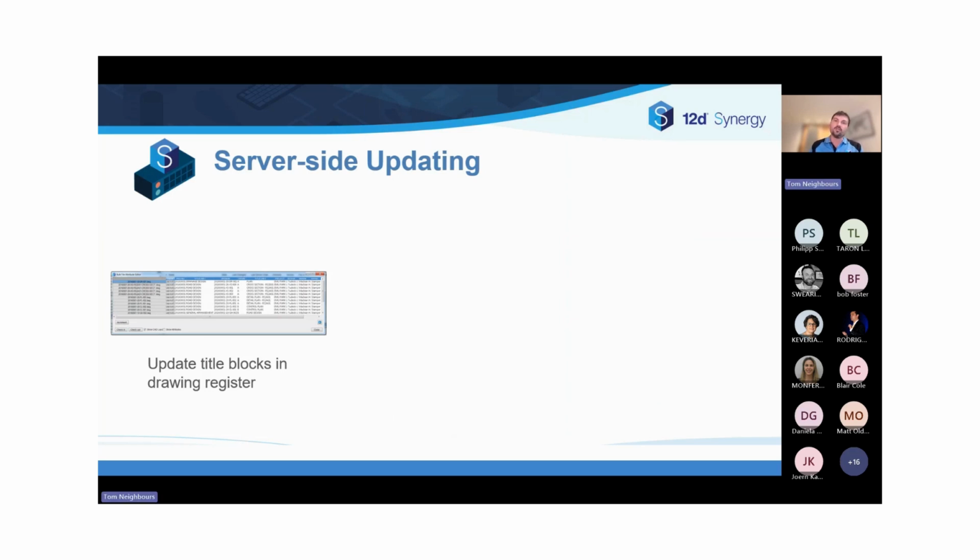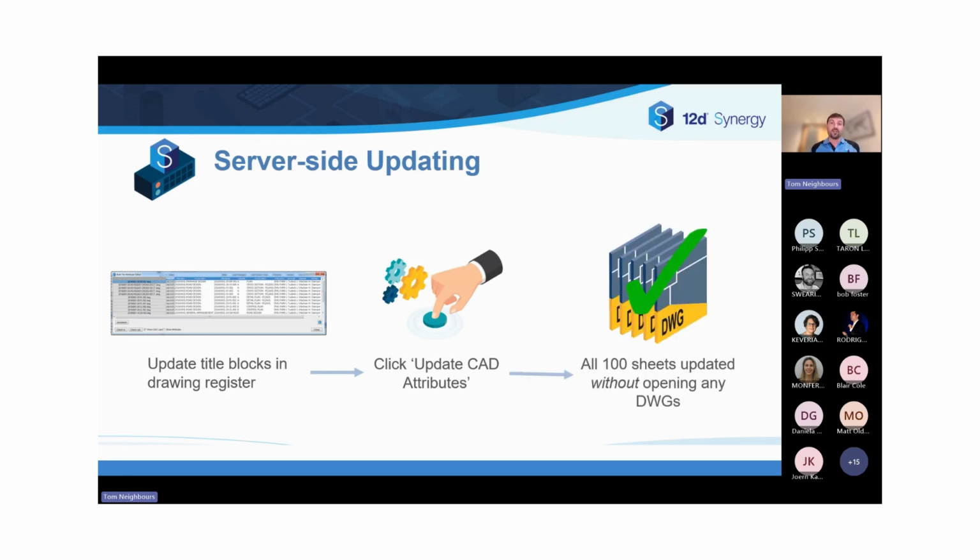So another one of my favorite functions is the ability to actually update title blocks using the bulk file attribute editor directly from the server. So all title block information can be handled as attributes, and with a click of a button, a whole set of drawings can be updated without even having to open any DWGs whatsoever. So it's all on the server side. So really, really smart tool.